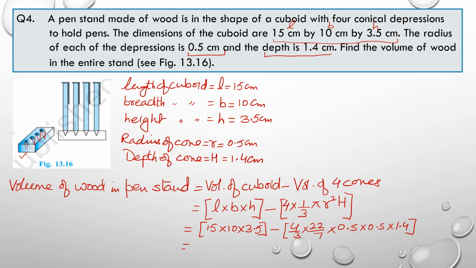If you simplify this bracket you will get the answer 525, and on solving this bracket you will get the answer 1.47, right? 525 minus 1.47 is 523.53 centimeter cube. So the volume of the pen stand is 523.53 centimeter cube. Do the calculation part yourself. It's very easy. You will not face any problem.